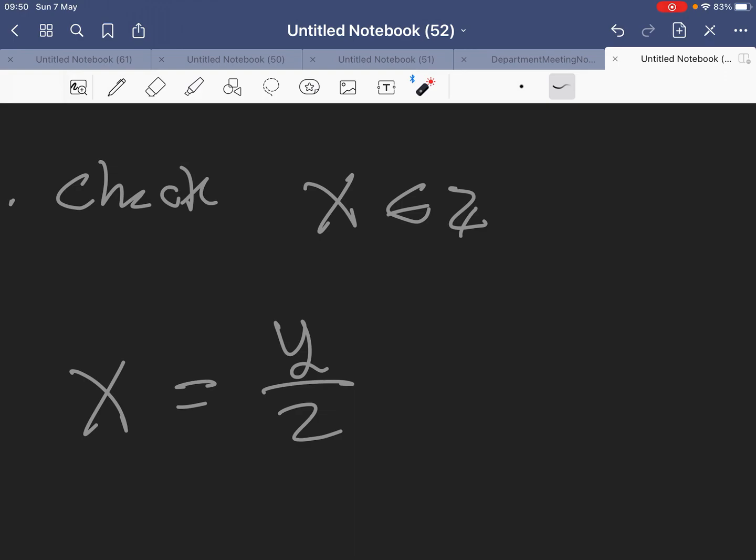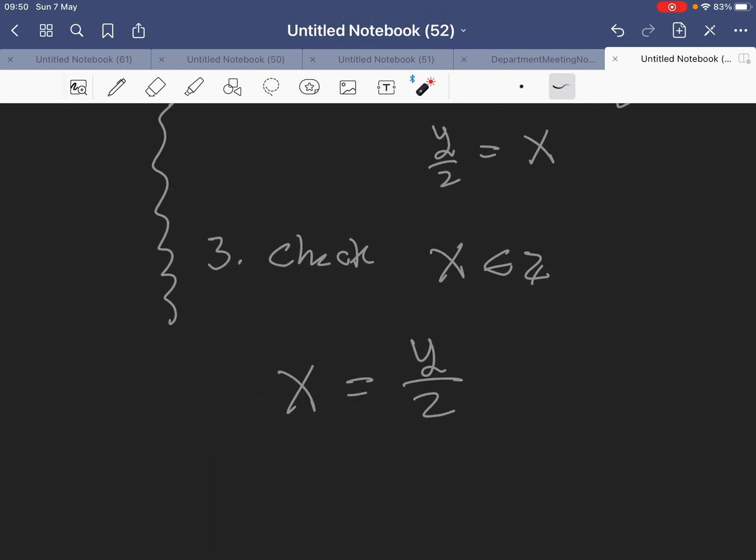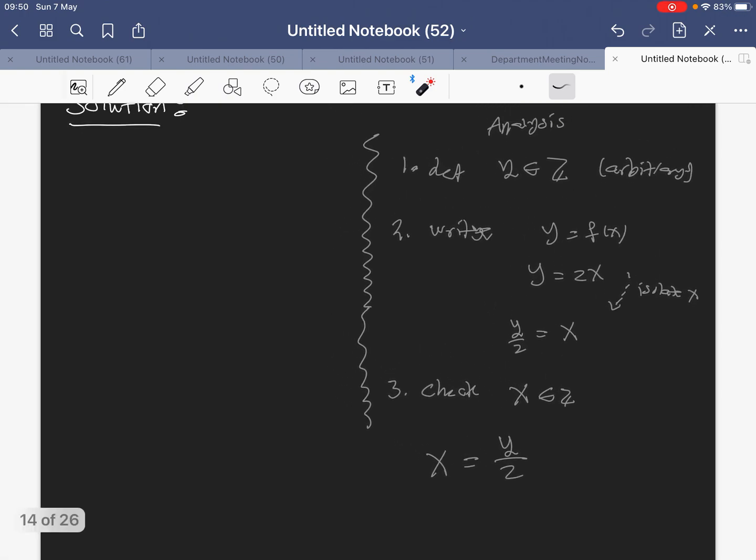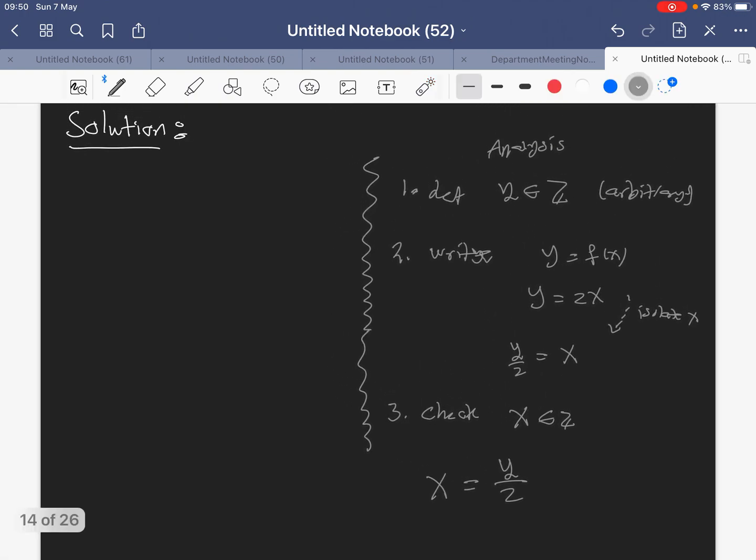For example, if y equal to 6, the answer will be 3, so it is an integer, no problems. How about if y equal to 5? This will give me 2.5, not an integer, so I have a problem. Even if y equal to 1, I have another problem. Even if y equal to 3. So there are some problems that can happen. I don't need to write all the problems. I just need to find one problem.